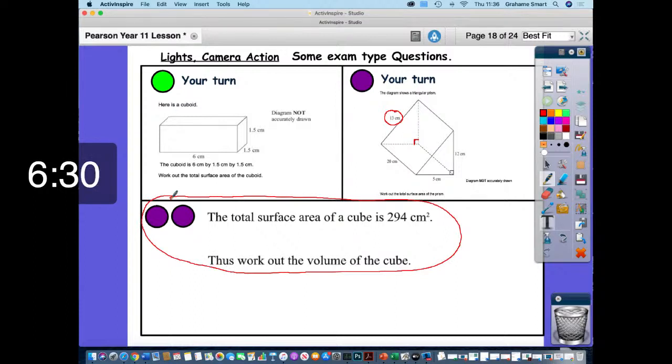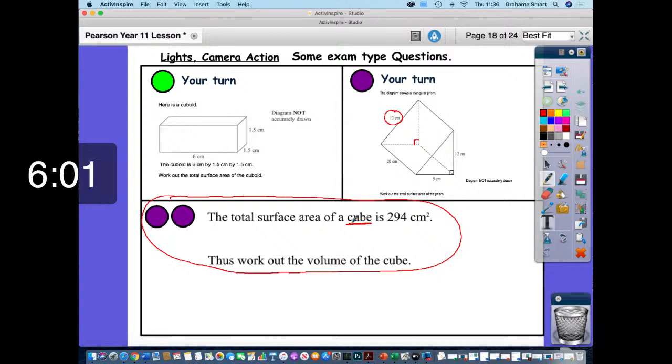And it tells you this is the surface area of a cube. So what would the net of a cube be like? Now, I did show you one. I think it was on slide 4 or slide 5. That might really help you with this question, if you think about it that way. So the total surface area of a cube is 294 centimetres squared. Work out the volume of the cube. So you've got to sort of work backwards and then work forwards again. Have a look, see how you get on.